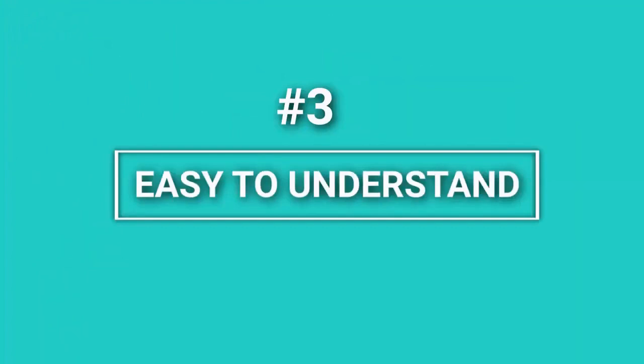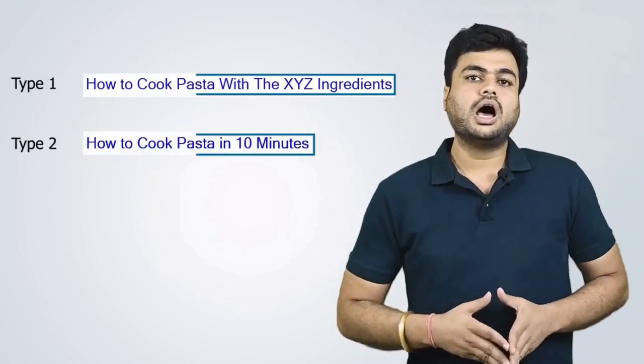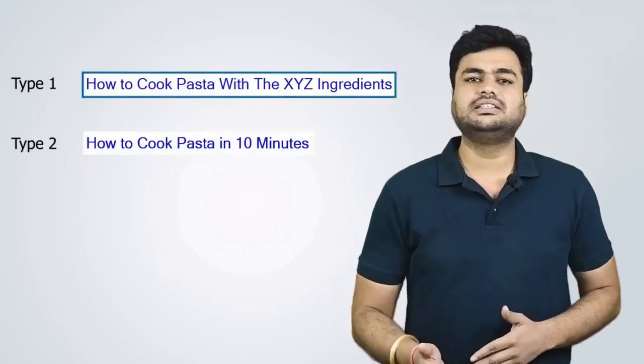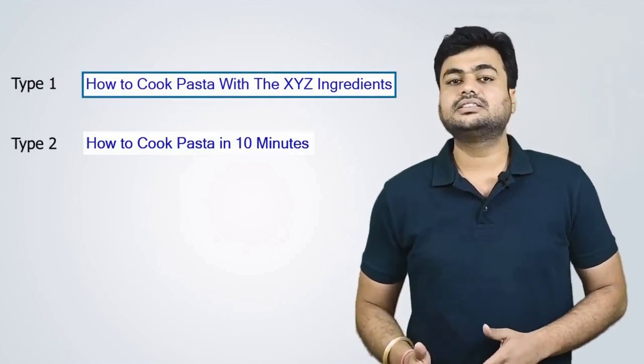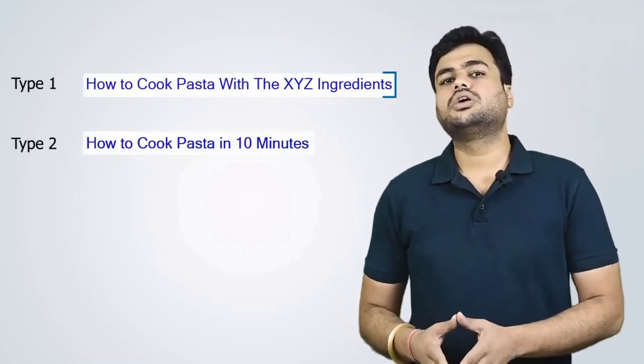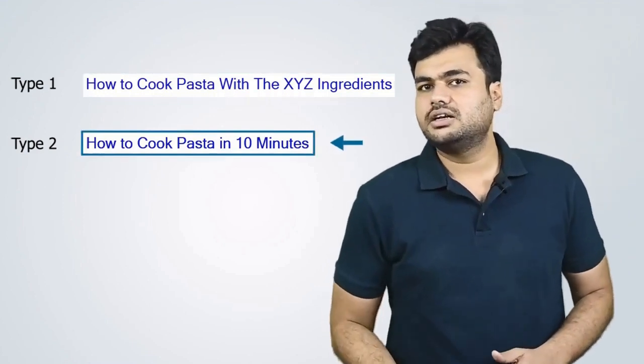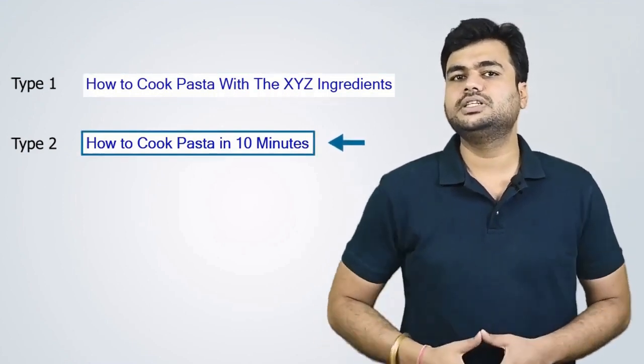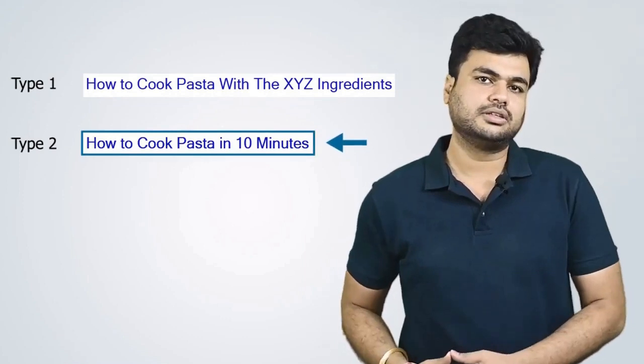Third, make your title tag easy to understand for your readers. Let's understand this point with an example. Suppose you want to learn how to cook pasta. You searched on Google and found two types of results. First is how to cook pasta with XYZ ingredients. And the next is how to cook pasta in 10 minutes. Which result will you click on? I will click on the second result as that result will teach me to cook pasta in just 10 minutes.